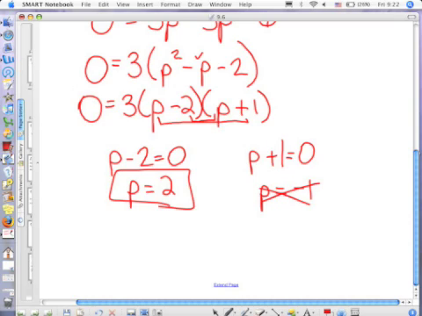By putting your restrictions, you don't have to plug those two answers back in to check. If you don't list your restrictions, you'd have to plug them back in to check, and you would see that negative 1 wouldn't work. All right? What happens to the 3? Nothing. It's just a number. The only ones we need to set equal to 0 to solve for p are the ones that have p in them. If there's no p, then it's just a constant.